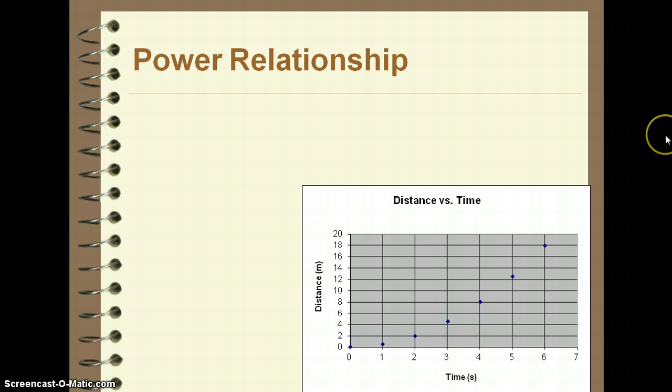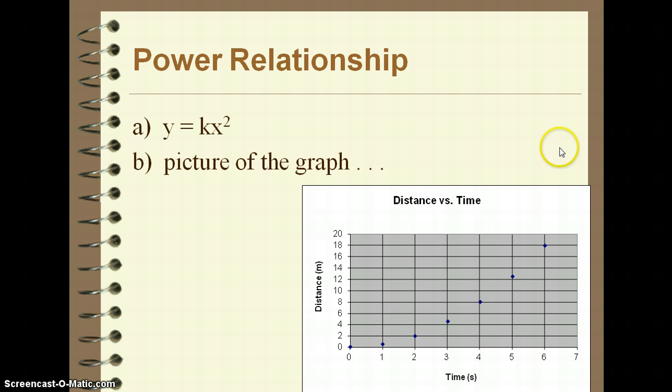The second relationship is the power relationship, and this is when we raise some variable up to a power like x squared or x cubed. That would give us an upward trending or upward curving graph. A general equation might be y equals kx squared, where k is any constant, any number that's fixed, it doesn't change. And our x is squared. So as x increases, that gets squared and it makes y that much bigger. And so you'll see this upward trending and curved line. So that's the picture of the graph, and we call this type of graph a parabola.